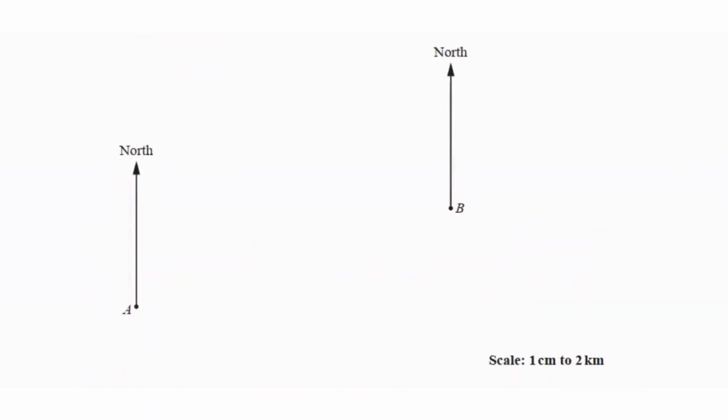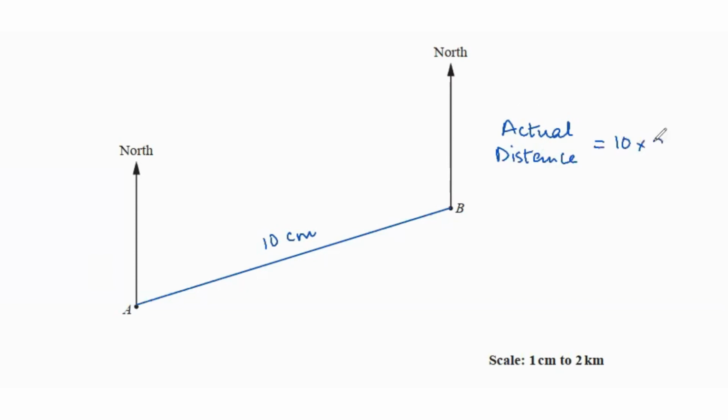What you will do is begin with drawing a line connecting A and B. You will take your ruler and measure this distance. Let's assume the distance is 10 centimeters. To find the actual distance, we will multiply 10 by 2 because 1 centimeter equals 2 kilometers. So 10 centimeters would equal 20 kilometers. So that's how you would find your actual distance.